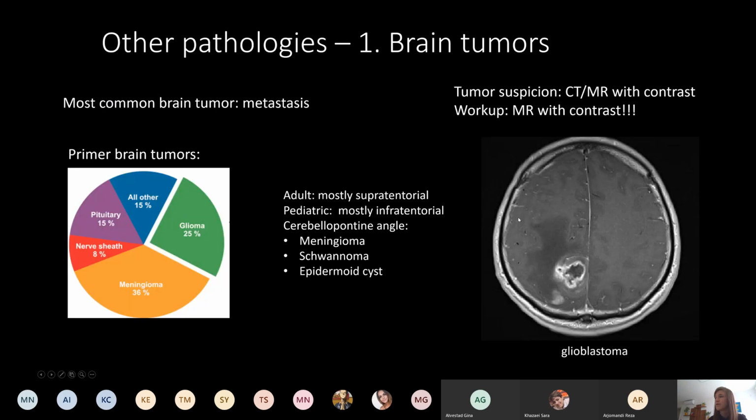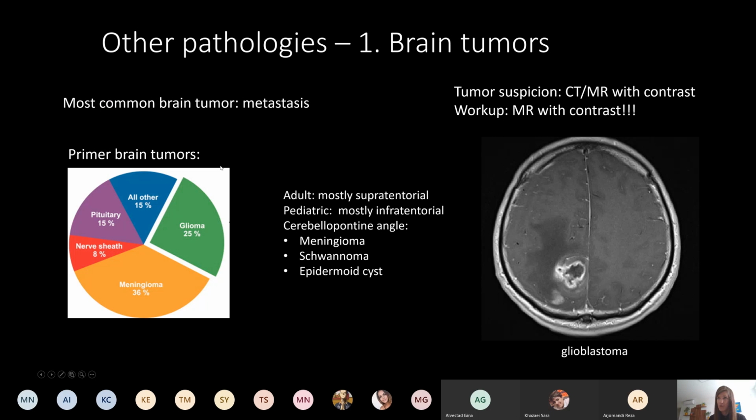Okay. And other pathologies, these are not super important for the exam. Like brain tumors, for example, you don't need to name the histological subtype, because that's already difficult for a neuroradiologist as well, but you need to know some basic concepts. So if on the exam they show you multiple tumors, that's probably in the brain, that's probably metastasis. The most common brain tumor is metastasis.